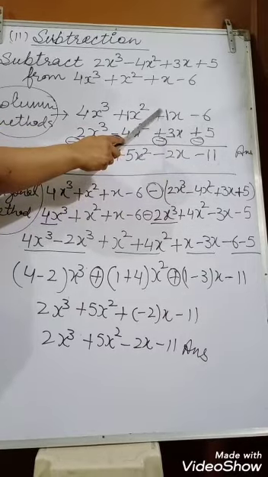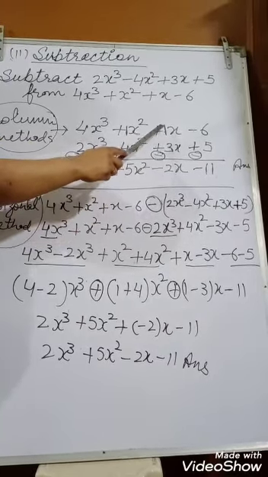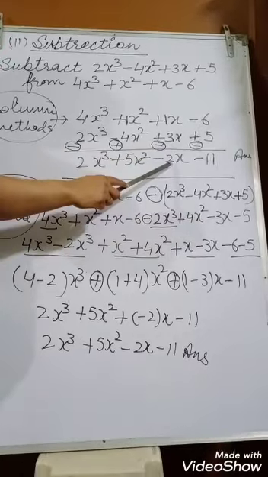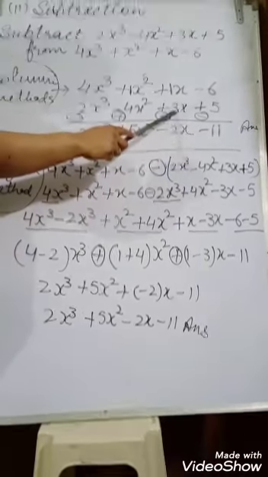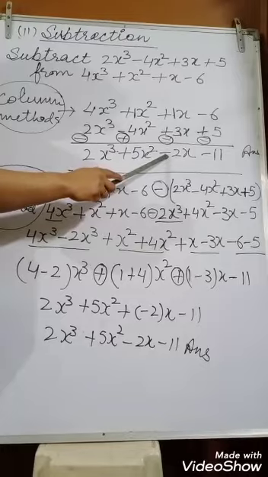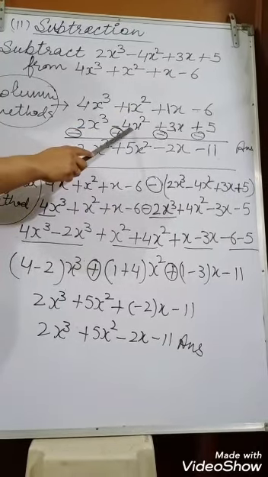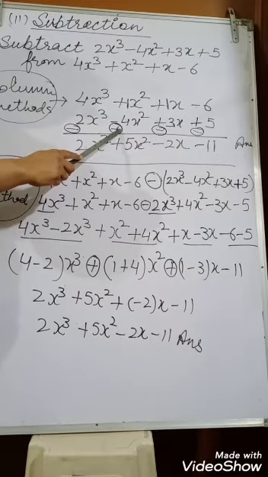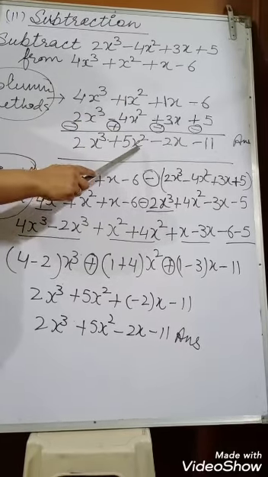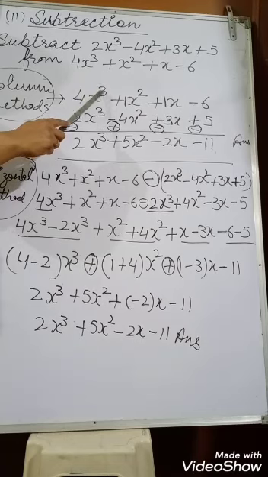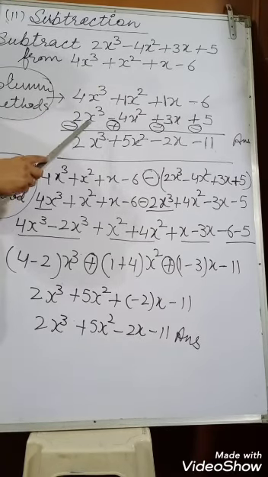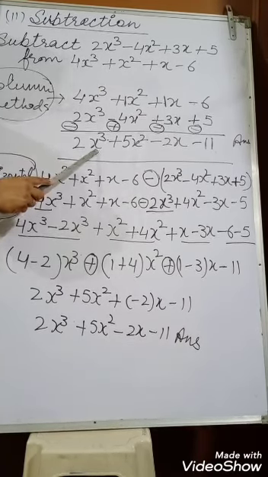Now minus 6 and minus 5, since both are negative numbers, it will become minus 11. Plus 1x minus 3x: 1 minus 3 is equal to minus 2. The bigger number has the negative sign, so the answer will be in negative form. x square plus 4x square, both have the same sign, so we get plus 5x square. Then 4x cube minus 2x cube will become 2x cube.